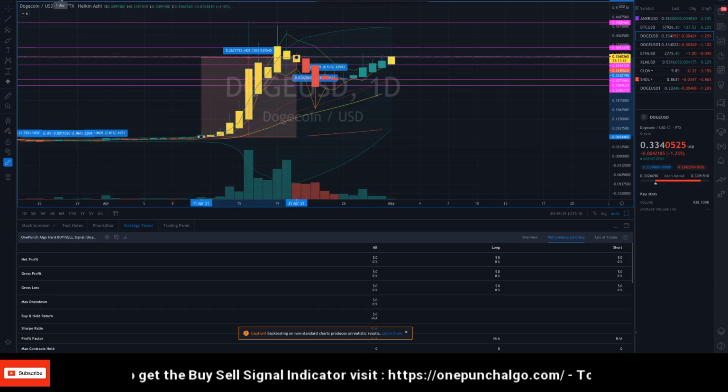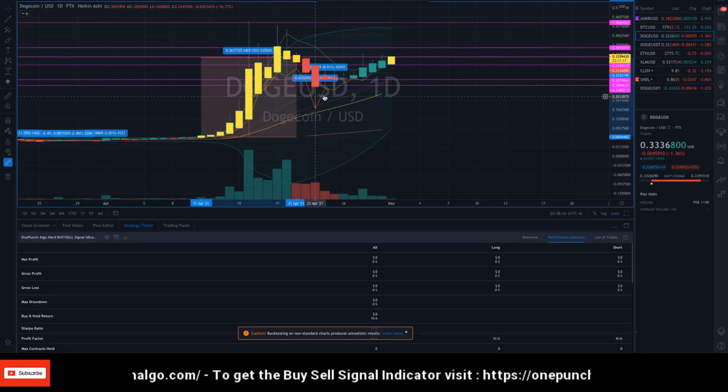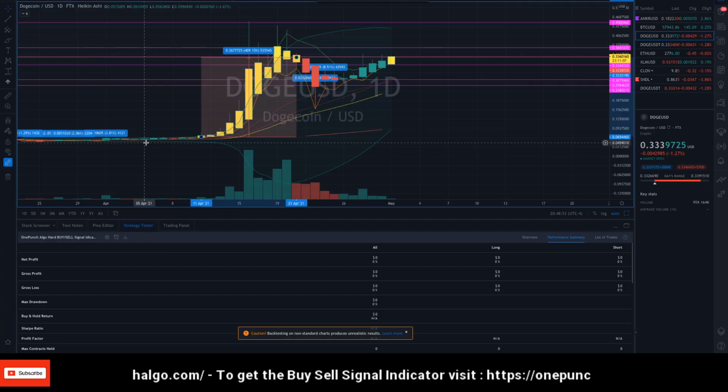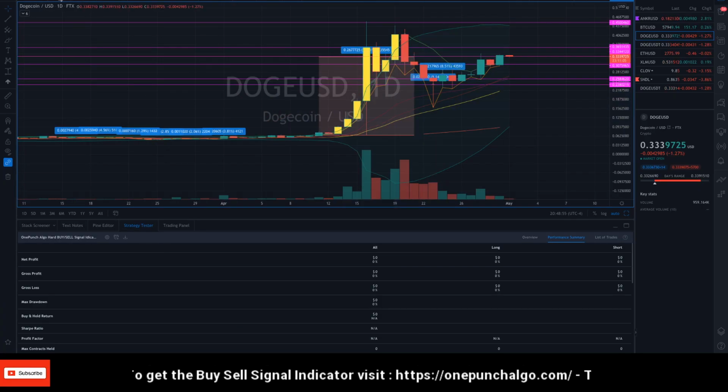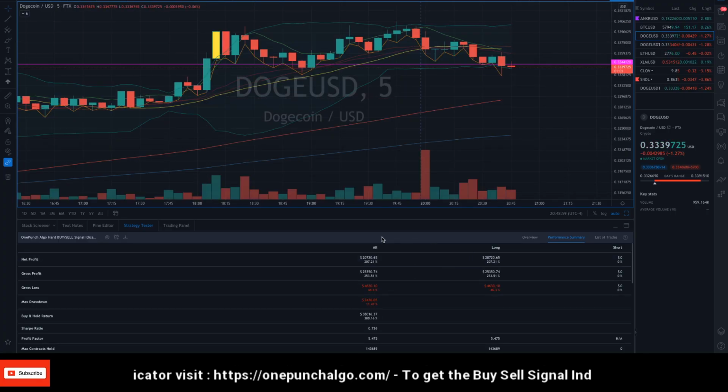So again, let's see, since the highest it went, it dropped down. Let's see what happened in these areas, like after 22, when it is dropping, how did the OnePunch Algo react? Okay, so that's actually important in many cases. So 5 minutes was the best opportunity for that area, but let's see.